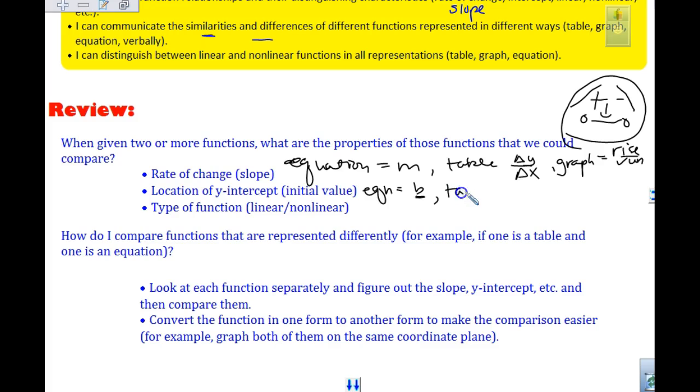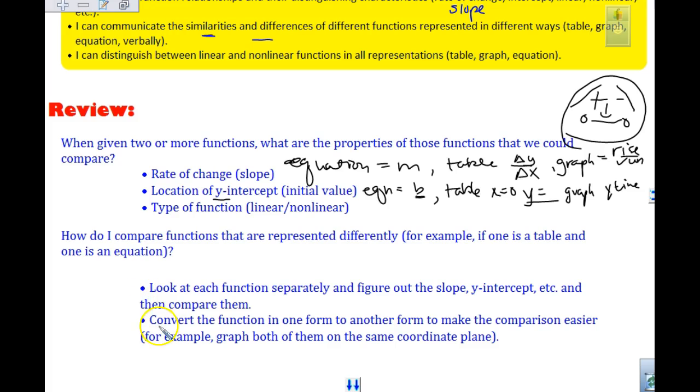In a table, this is when x equals 0, it's the y value. And in a graph, it's where it crosses the y line. So when you take a look at a graph, it's where it crosses the y line. That point. So make sure you're understanding that difference between linear and nonlinear.